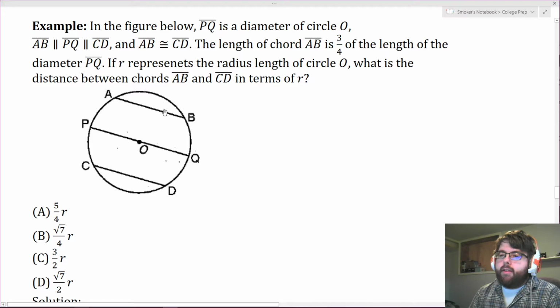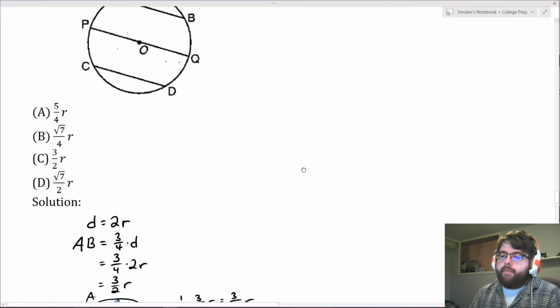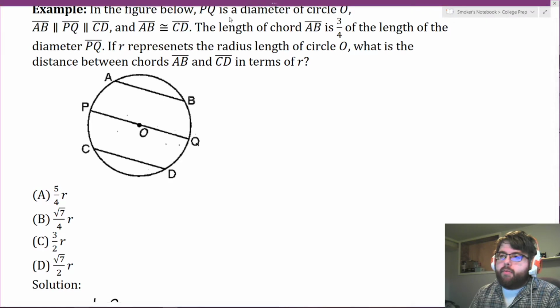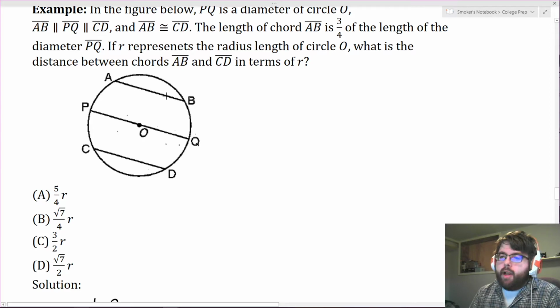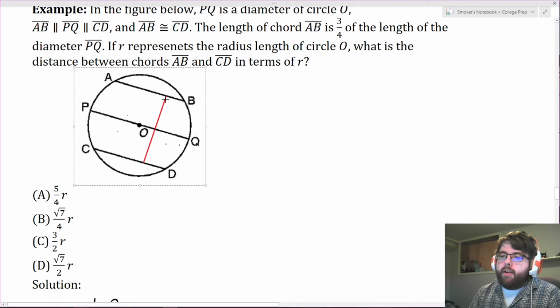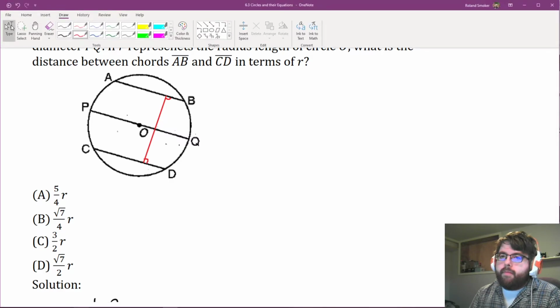So they're looking for the distance from this chord down to this chord, like a line that would go like this. Let me just draw this. They're looking for a distance like that red line, and what they would be looking for is a right angle to a right angle. So this would be a right angle here, and this would be a right angle. That's what they're looking for.